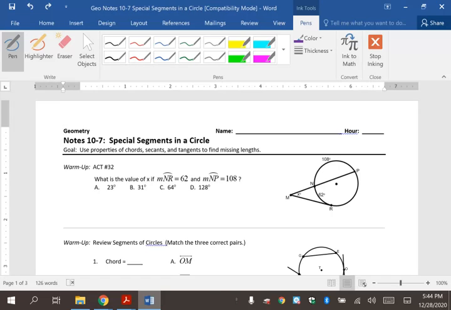Okay, at this point you should be done. Who got C for the first warm-up? Okay, so not all of you. So let's make sure we review from last section.